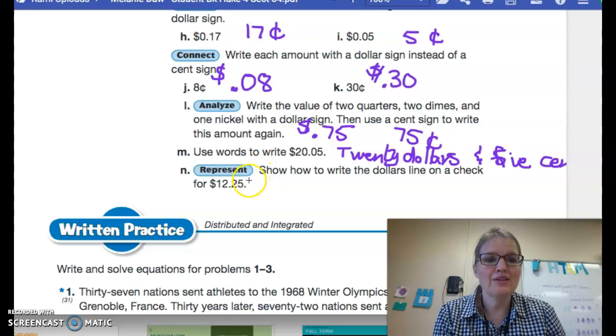And then show how to write dollars line, and this check would be 12 and 25 over 100, and then we make a line.